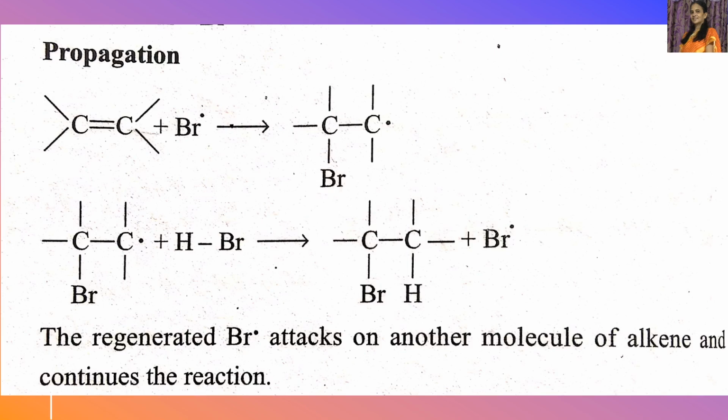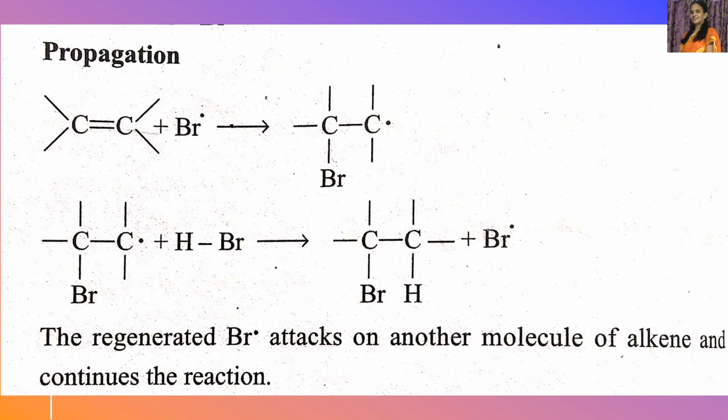Now, this alkyl free radical, once it is produced, abstracts a hydrogen atom from HBr, that is the reagent, to form a bond between this carbon and this H. A C-H bond is formed.